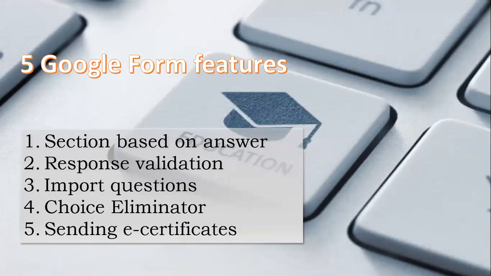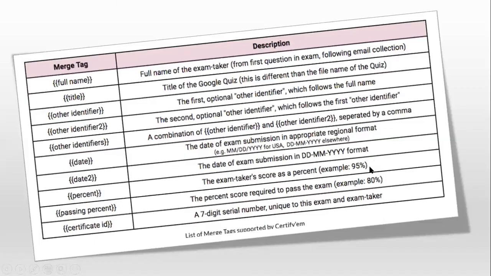Particularly, we have focused on 2 add-ons. One is a choice eliminator. The second one is sending e-certificates. It will send an e-certificate to your email, automatically sending an email to all the participants. So these are actually some tags. Where do we use these tags? So you can see here. I'll get back to this, whether my mail is ready.